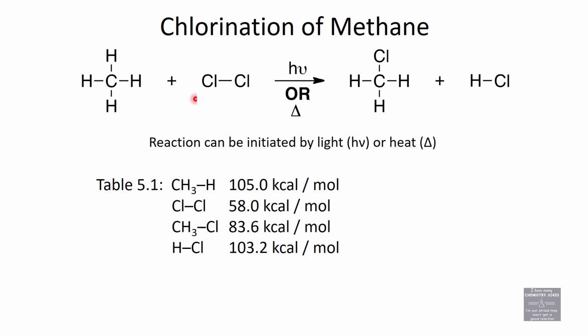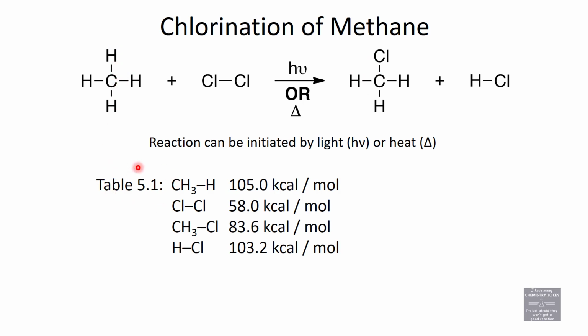So we have an alkane plus a halogen. It could be chlorine or bromine, more to be said later. Light or heat, and you replace one of the hydrogens on the alkane with a halogen.